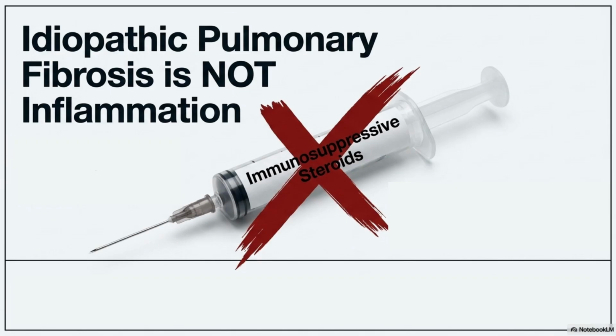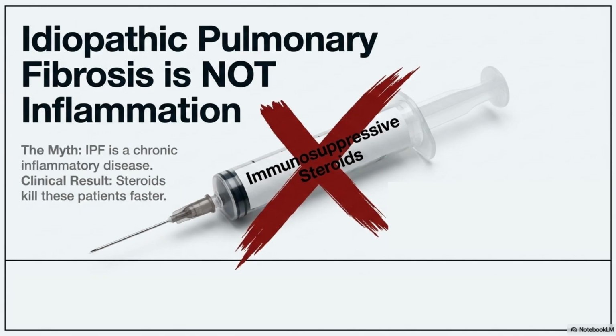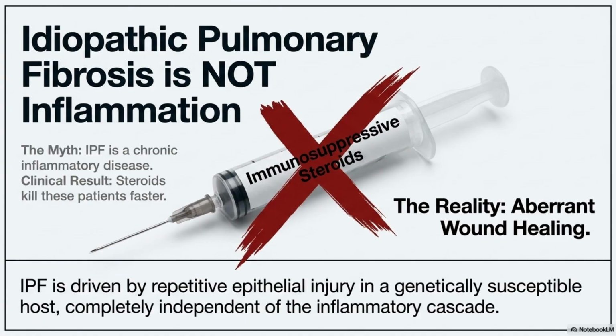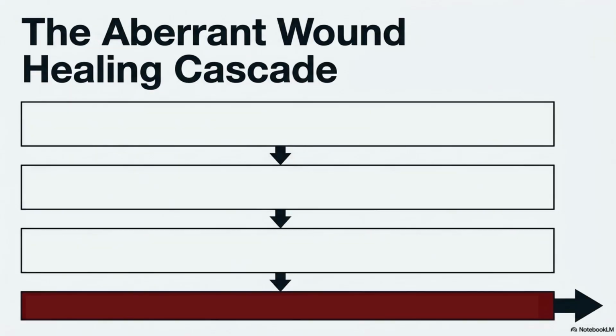To answer that, we must understand that idiopathic pulmonary fibrosis is not inflammation. The myth is that IPF is a chronic inflammatory disease. The clinical result of this myth is that giving immunosuppressive steroids kills these patients faster. The reality is that IPF is an aberrant wound healing process. It is driven by repetitive epithelial injury in a genetically susceptible host, and this occurs completely independent of the inflammatory cascade.